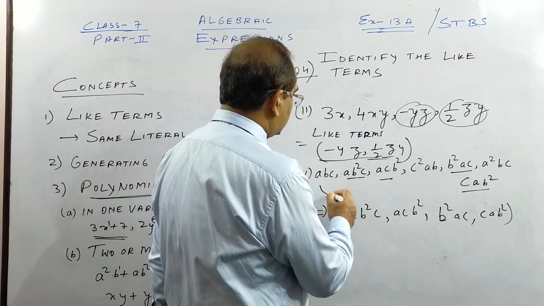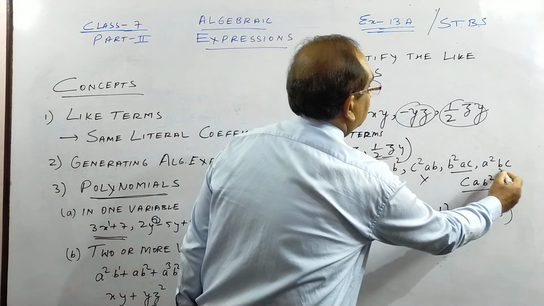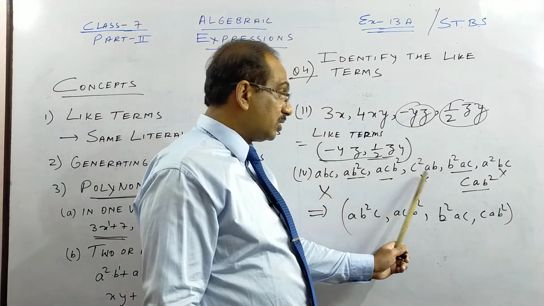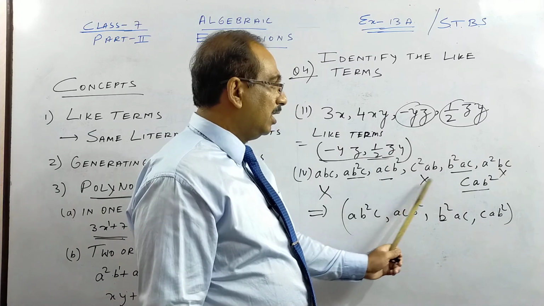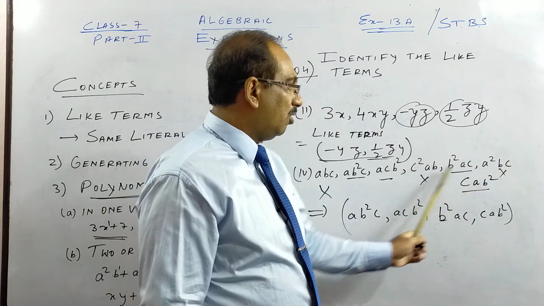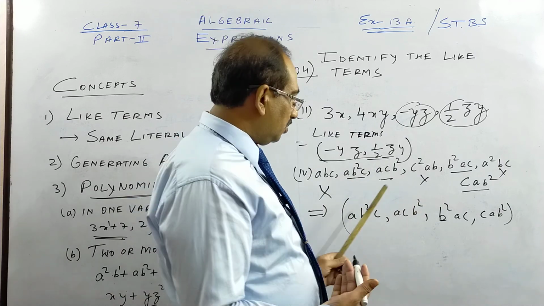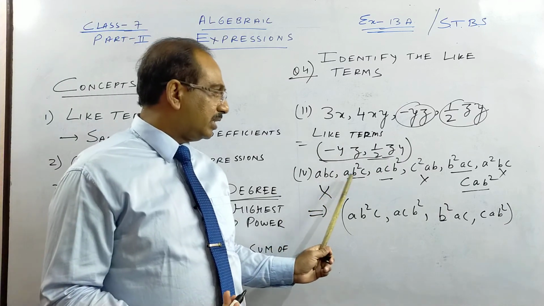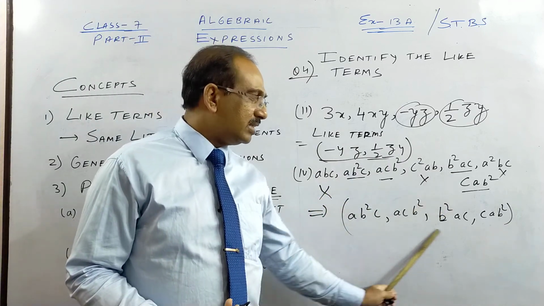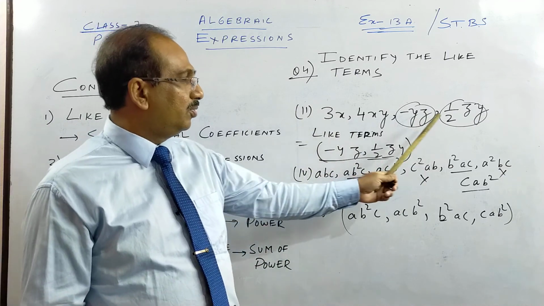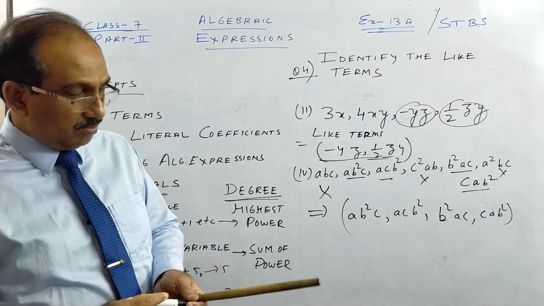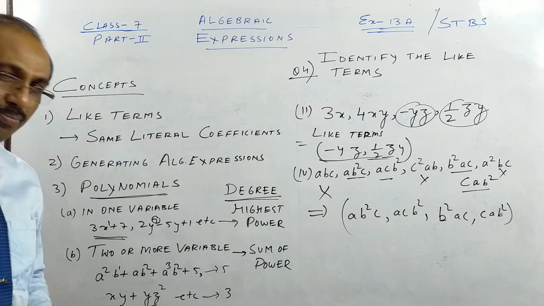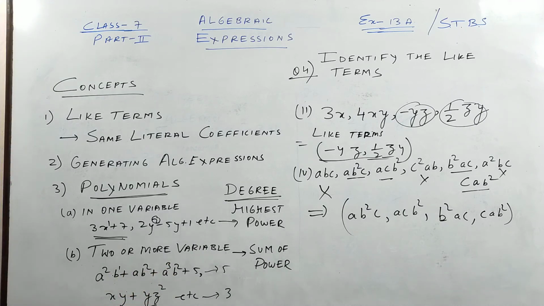So these are unlike terms. See here, this is ABC, this is C square AB, this is B square AC, and this is A square BC. They are all alone, there is no pairing over here. Like terms means they have the same literal coefficient. So out of 7 terms, these 4 have the same literal coefficient, and here out of 4 terms, 2 have the same literal coefficient. Kindly pause the video and copy, then we move on to question 5 and 6.